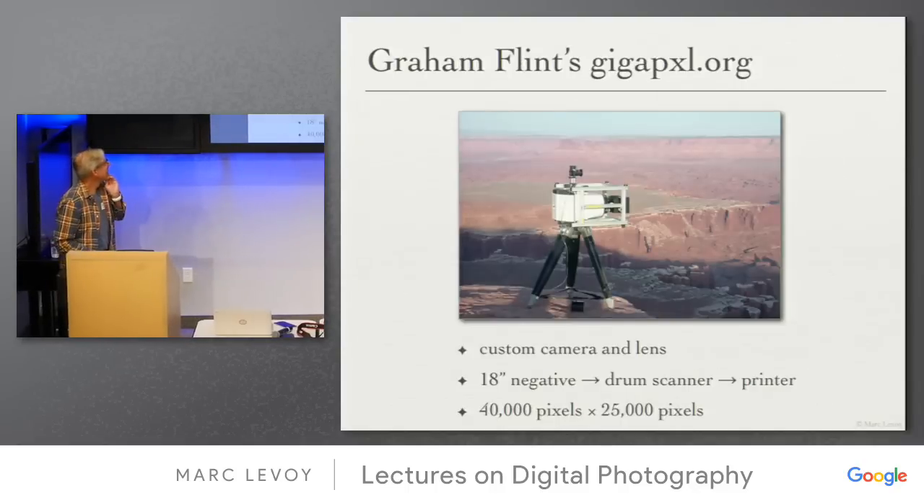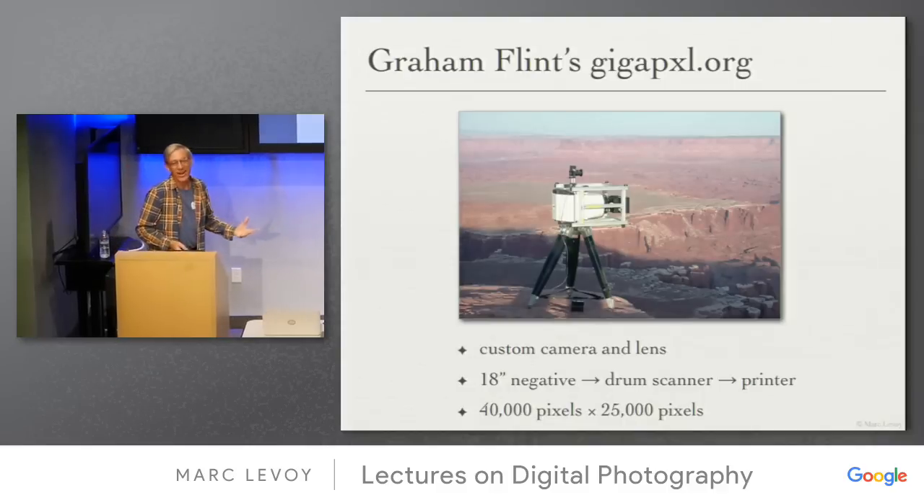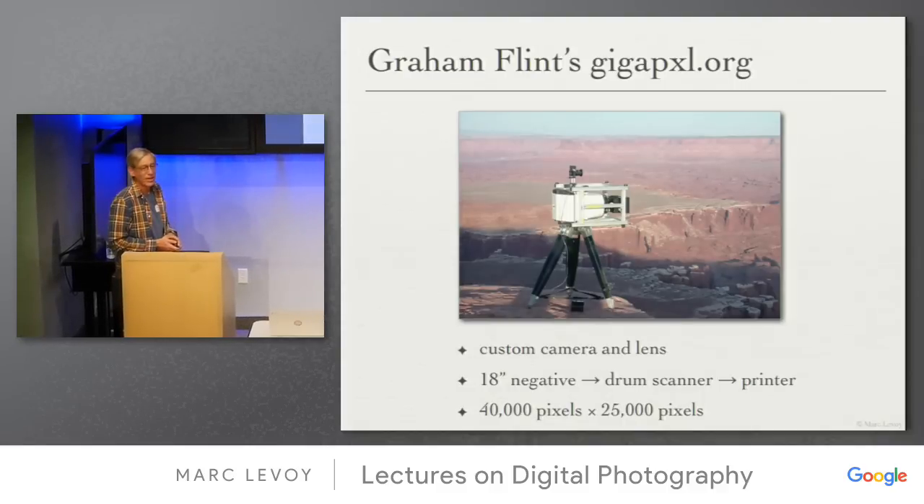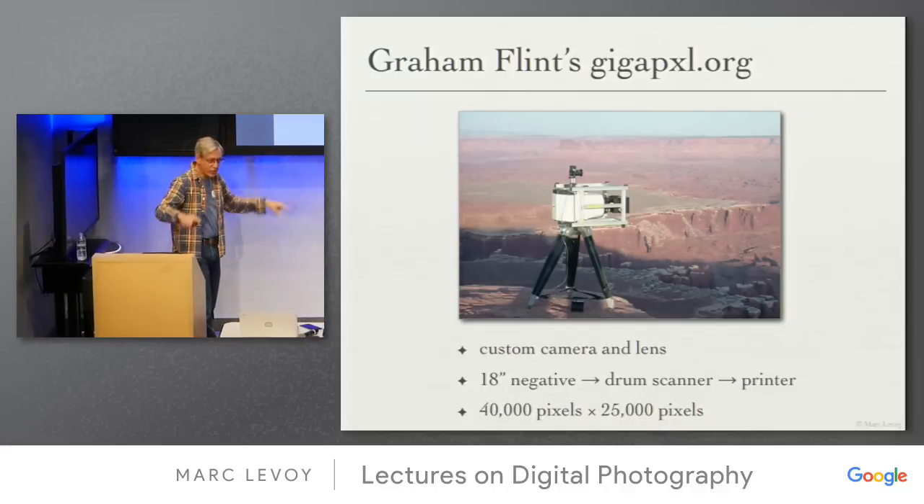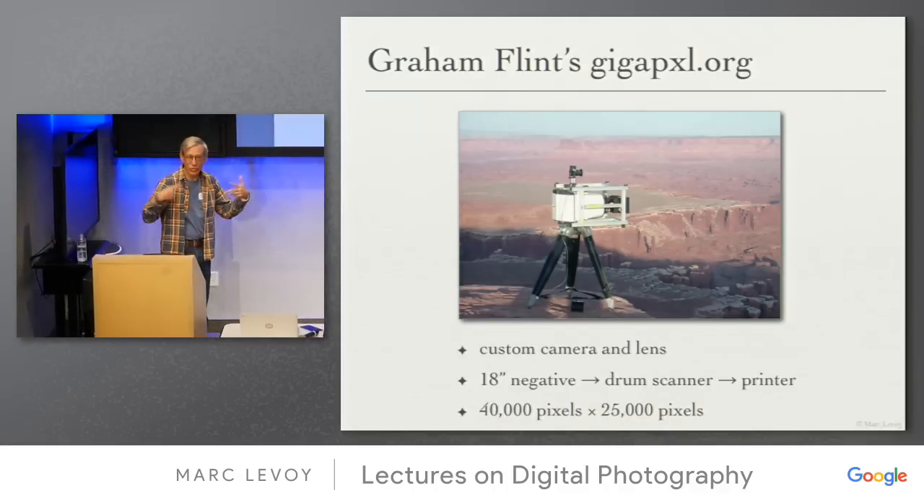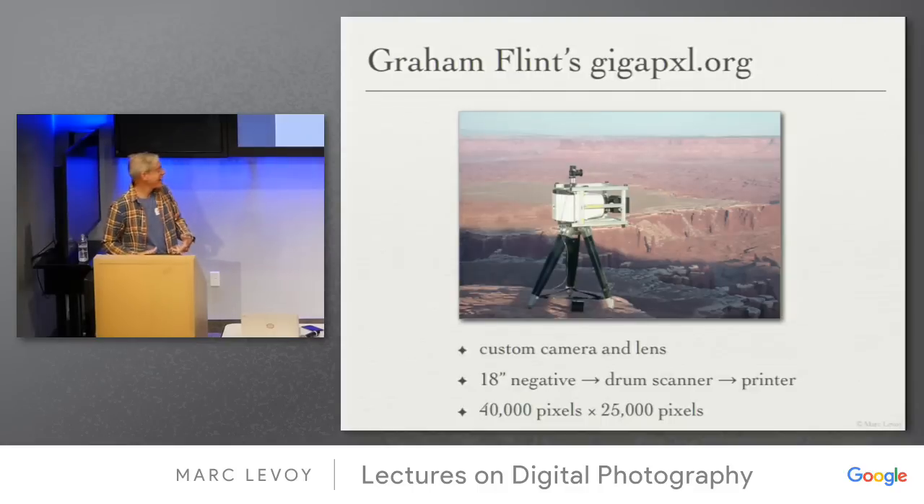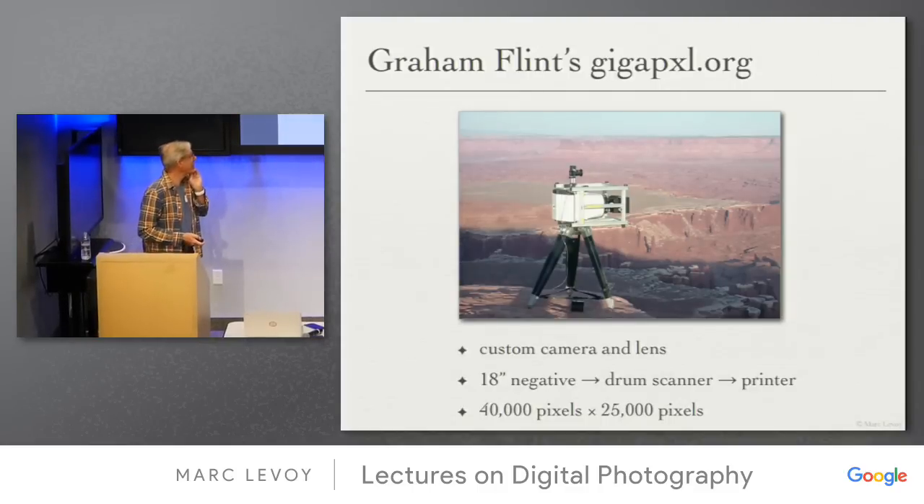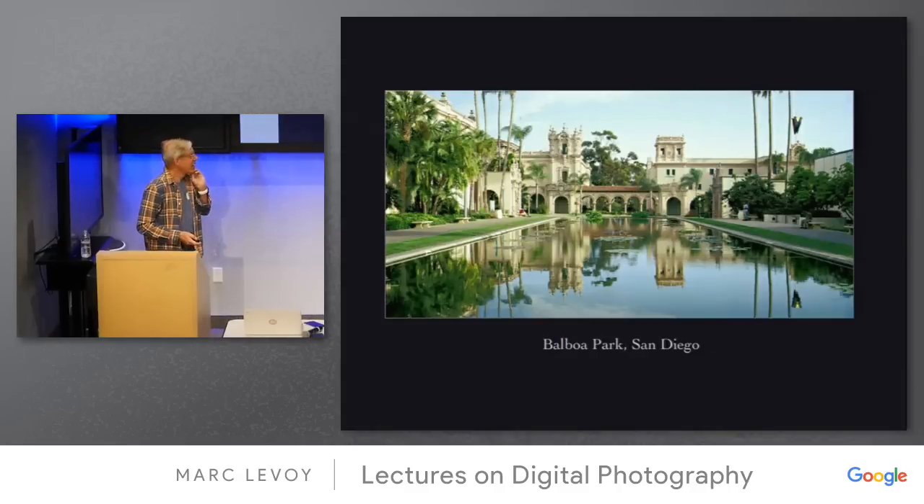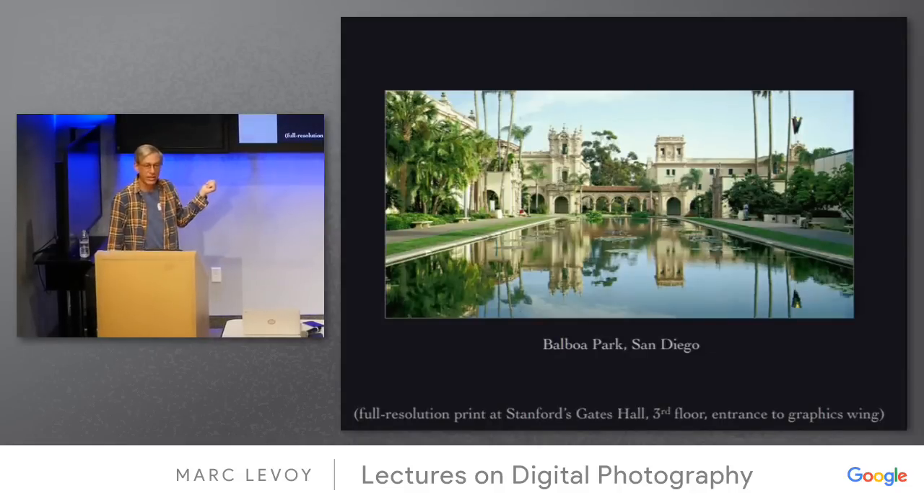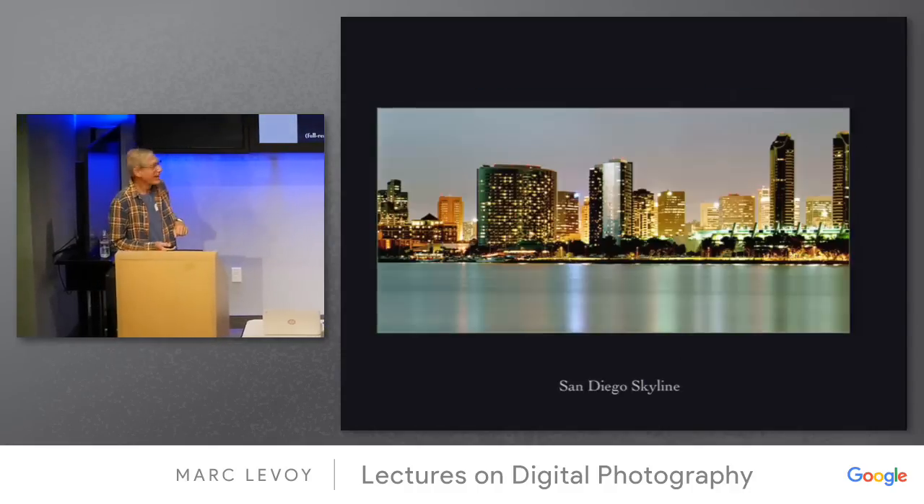Okay. But let's talk about even higher resolutions. Graham Flint created this camera with large format negatives, which he then drum scanned to make a digital image. And so that's a gigapixel. And he built his own camera to go with it. And here's a picture that's hanging in the computer science building at Stanford, which is a gigapixel image. I need to hang a magnifying glass next to it.